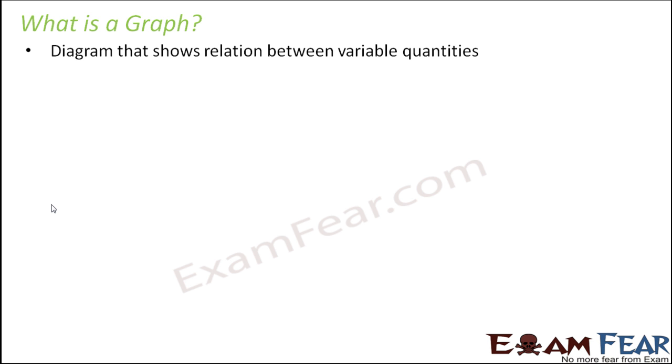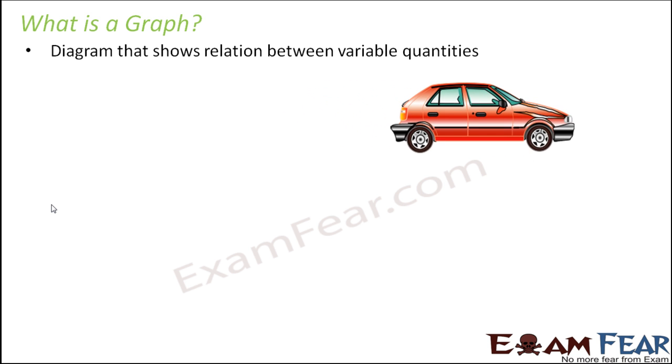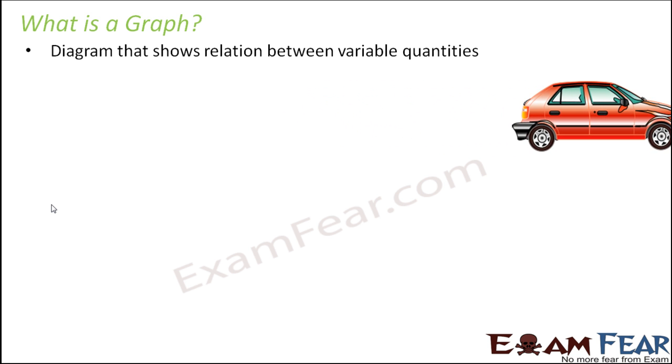And when we have a diagram which shows the relationship between two variable quantities, that diagram is nothing but a graph. So let us take this example. Let's say that you have a car and this car is moving. So let's say that the car covers a certain distance in a certain amount of time. So let's say that this car covered 1 kilometer in the first 1 hour. It again covered another 1 kilometer in the next 1 hour. It again covered another 1 kilometer in the next 1 hour.